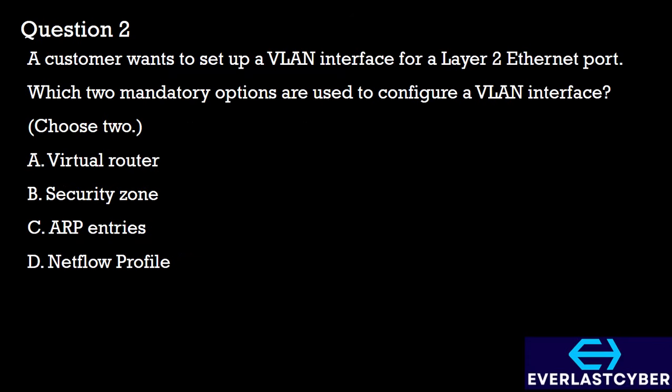Question 2. A customer wants to set up a VLAN interface for a Layer 2 Ethernet port. Which two mandatory options are used to configure a VLAN interface? In this question, we'll be selecting two answers. Option A, virtual router. B, security zone. C, ARP entries. D, NetFlow profile.